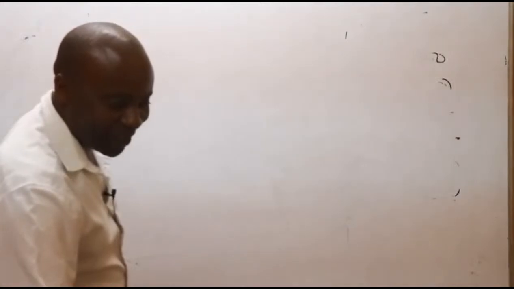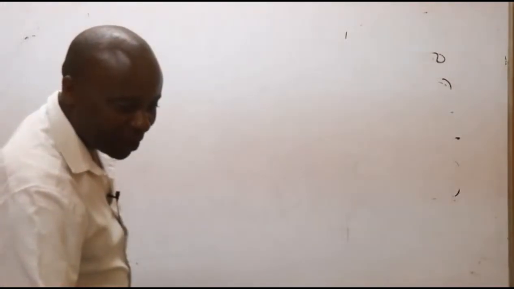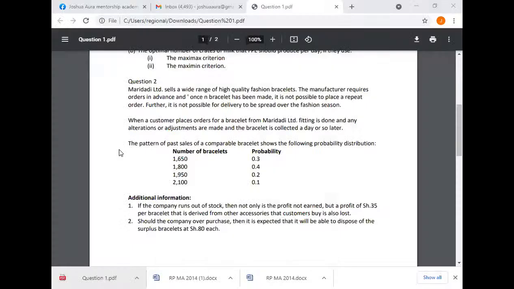This is a very easy question, Nicholas. You made me happy. So we are told here, number of bracelets, we have the supply. This is supply: 1650, 1800, 1950, 2100. And then demand will always be the same: 1650, 1800, 1950, and then we have 2100.